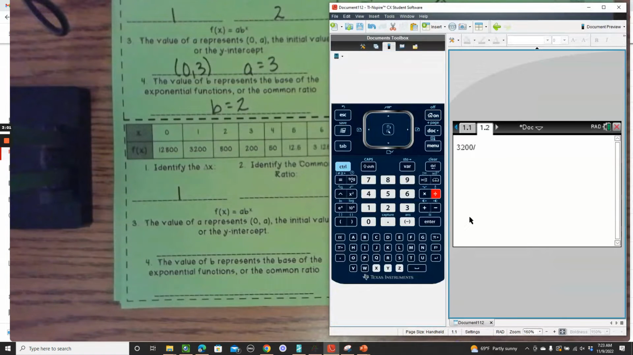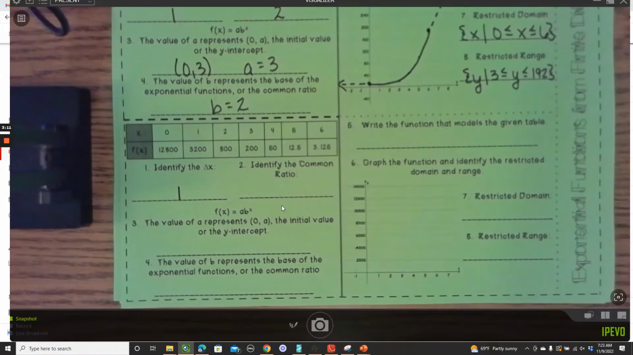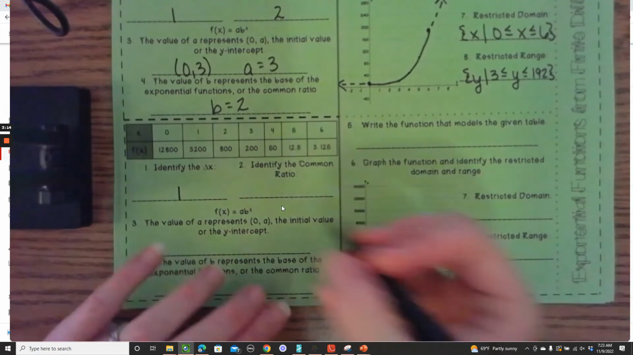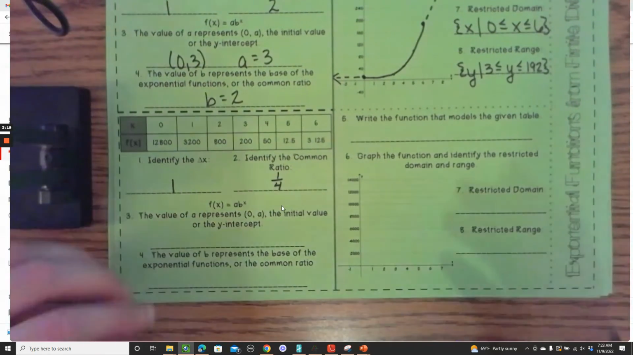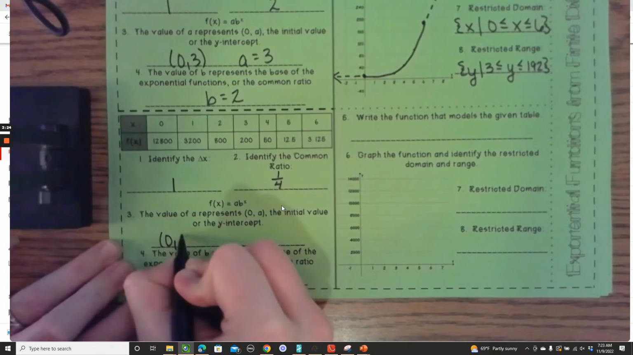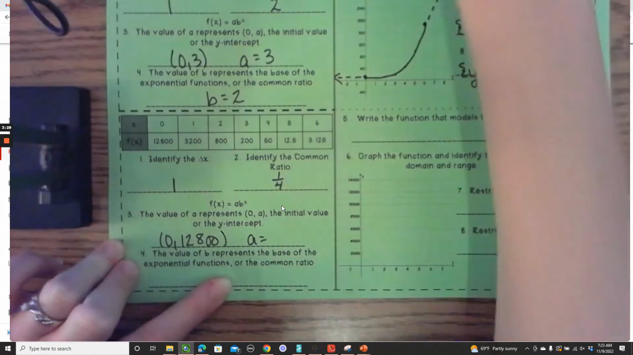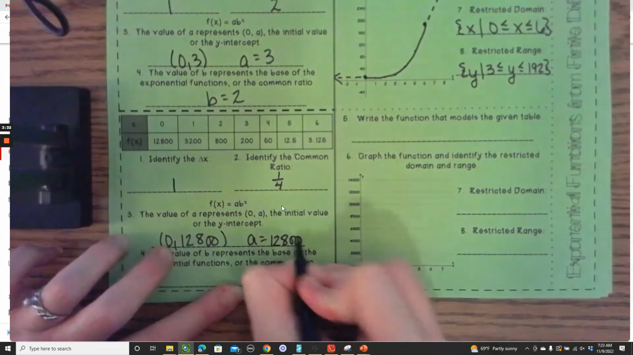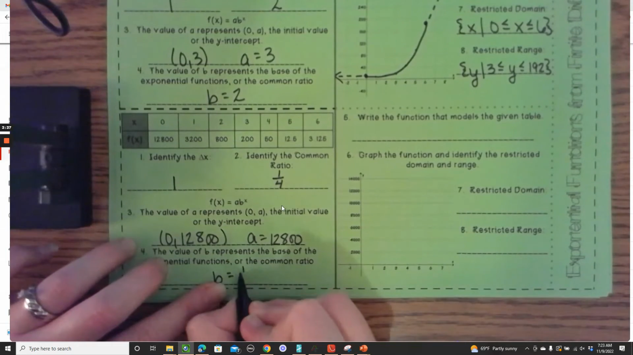So 3,200 divided by 12,800, we get a fourth. 800 divided by 3,200, we get a fourth. 200 divided by 800, we get a fourth. And so, again, always check all of your values, but the common ratio here is 1/4. It's going to stay 1/4 the entire time. So the y-intercept, (0, 12,800), that's our a value, 12,800. Our b value is the common ratio.